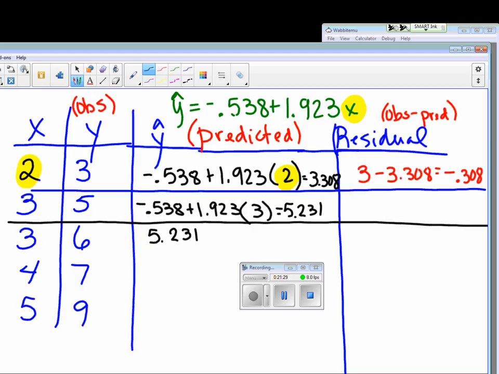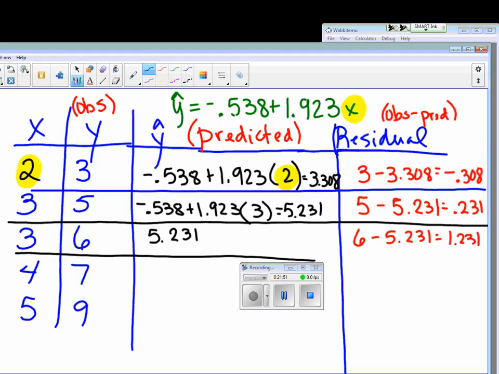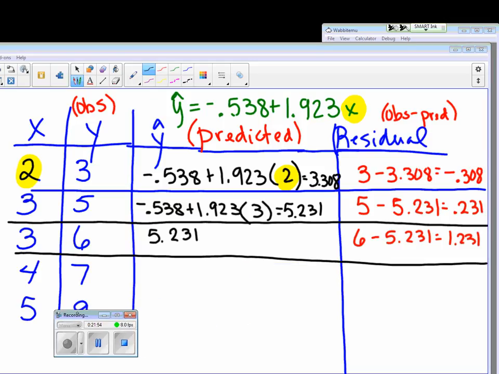So I'm going to find the residuals by taking my observed minus my predicted, and I have a positive value now. My observed minus my predicted, and I have my values here. And we're going to continue on and so forth. Time-wise, I'm going to stop here because this does continue. But these are the residuals. There's some work involved in finding them. Okay?